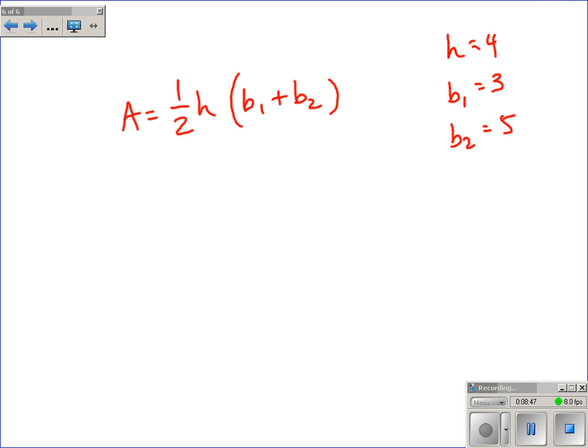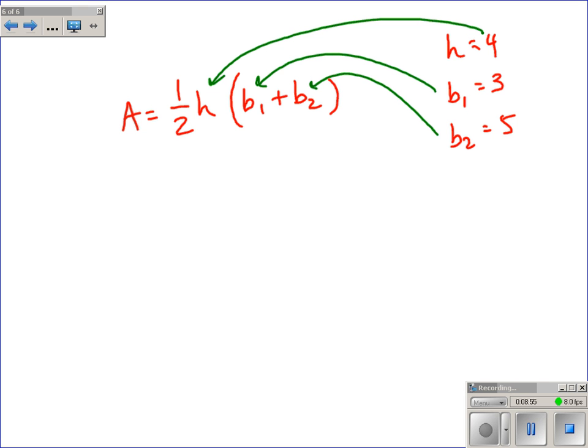I will just plug these numbers in. So the h goes there, the b1 goes there, the b2 goes there. I'll just plug it in with the numbers. 1/2. Now again, numbers and letters next to each other means multiply. 4, and then 3 plus 5. This one's a little more complicated. I'm going to go and write down my acronym.